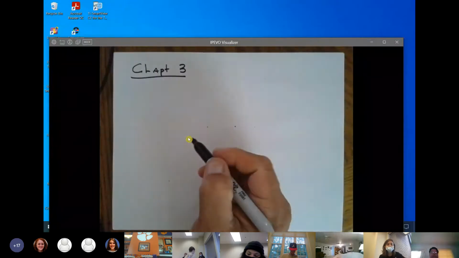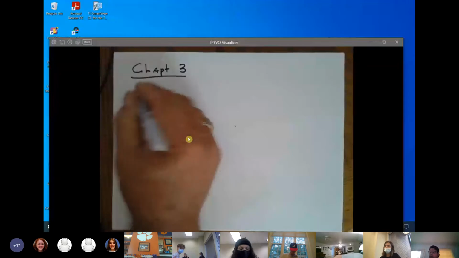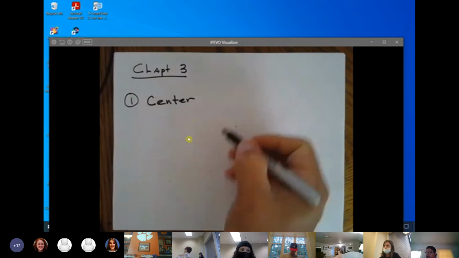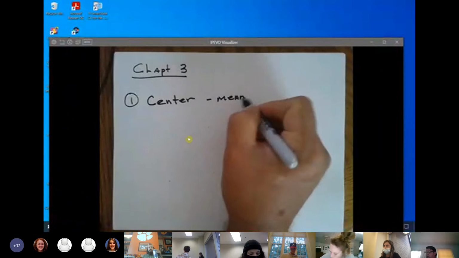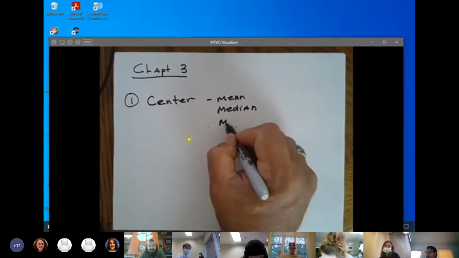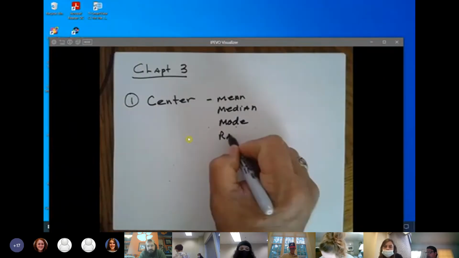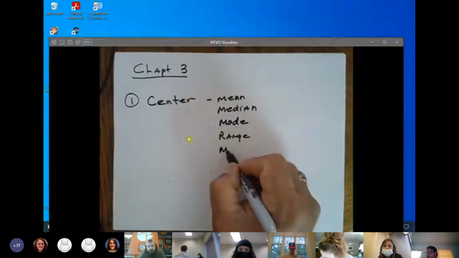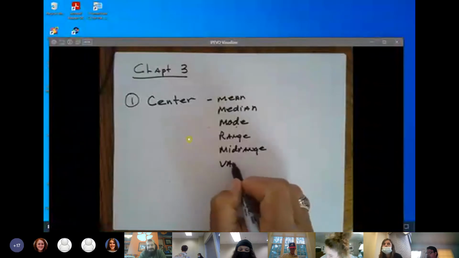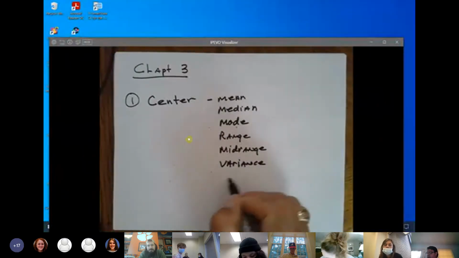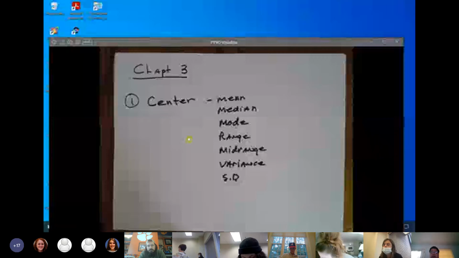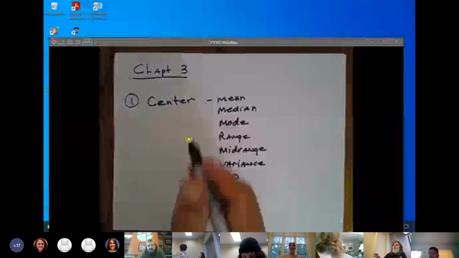Chapter 3 is made up of 2 components. One is tendencies of center, which is mean, median, mode, range, mid-range, variance, and standard deviation. Well, here we just did that. Yeah, we did that with a frequency distribution.